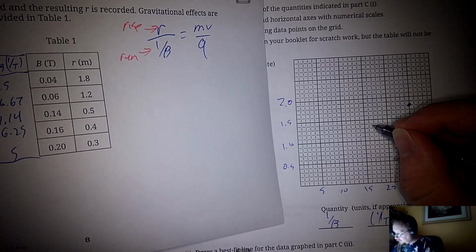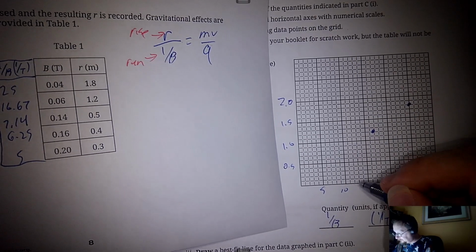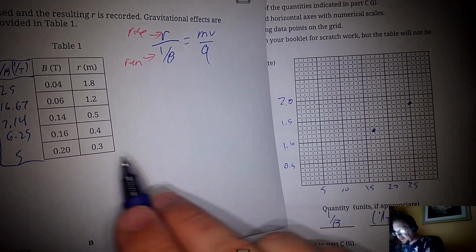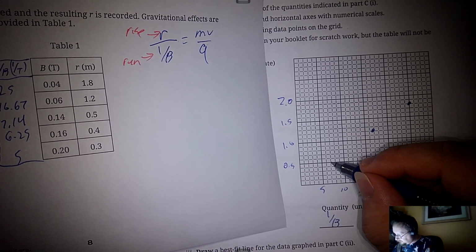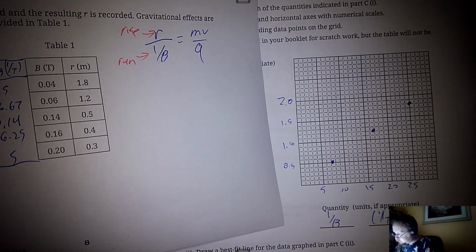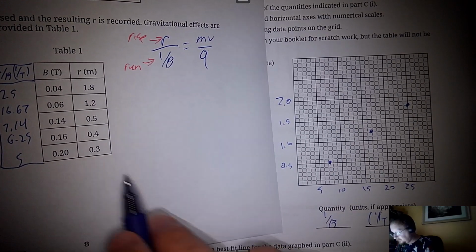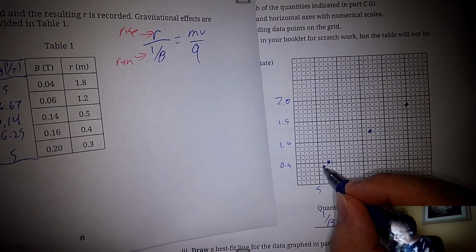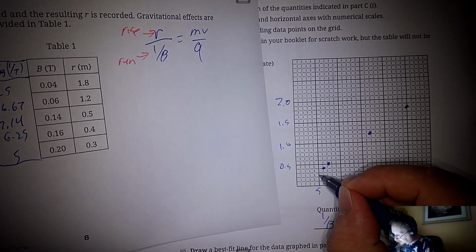16.67 and 1.2. All right, 0.5 and 7.14. 0.5 and 7.14, 6.25 and 0.4. Okay, so 6.25 is about right there, and then 5 and 0.3.